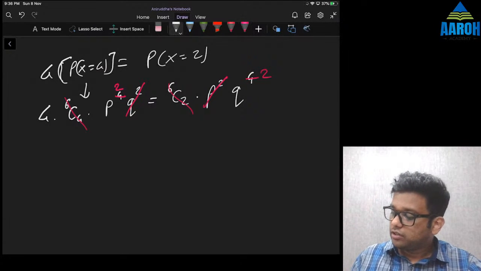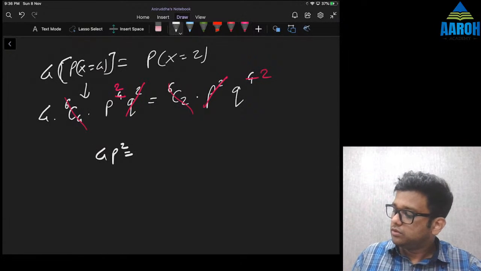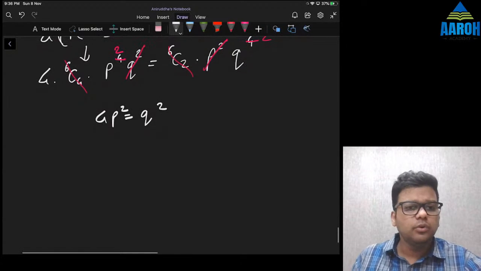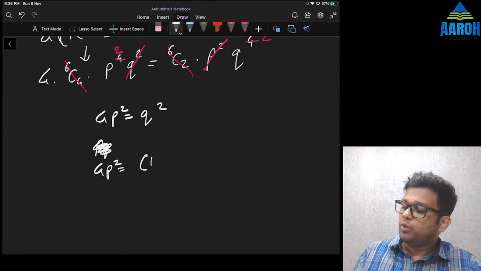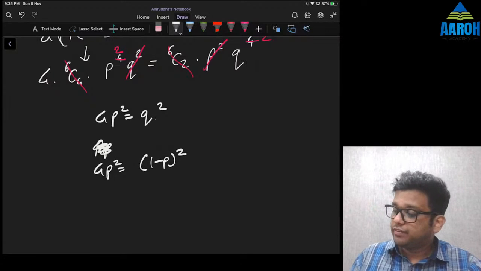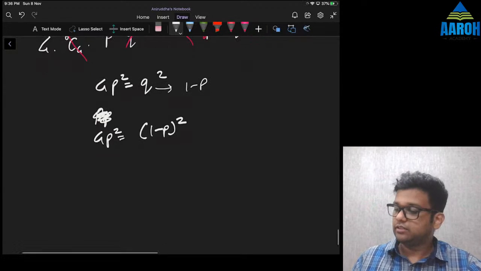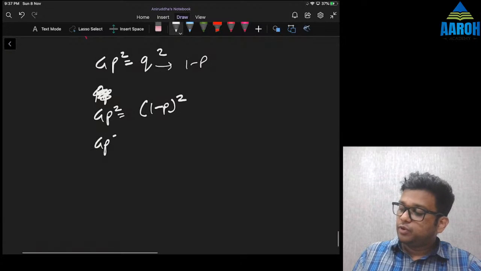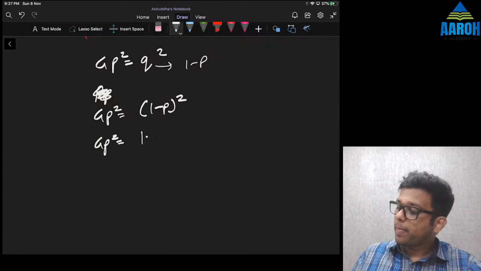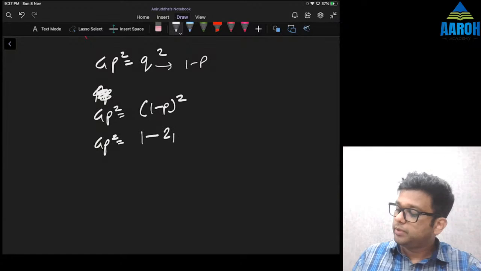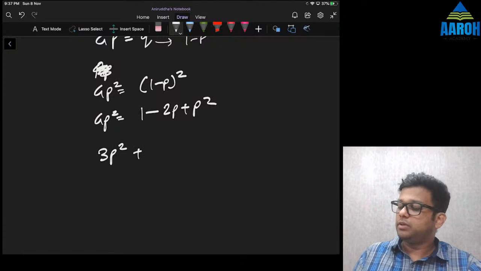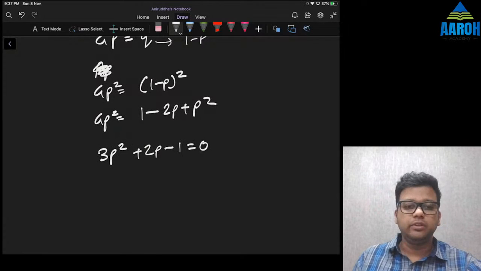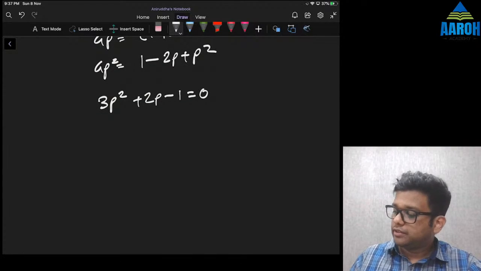So what is the remaining part? 4p square is equal to q square. Okay. That means 4p square is equal to (1 minus p) whole square, because probability of failure is 1 minus probability of success. That means 4p square is equal to 1, this is (a minus b) whole square, minus 2p plus p square. So if we rearrange, 3p square plus 2p minus 1 is equal to 0, we can try to solve this.